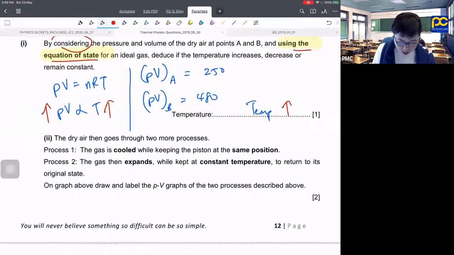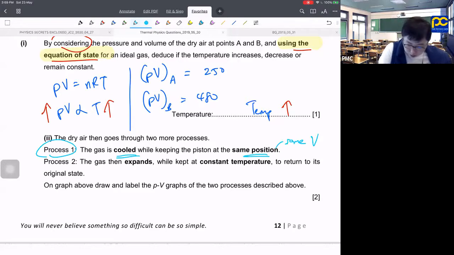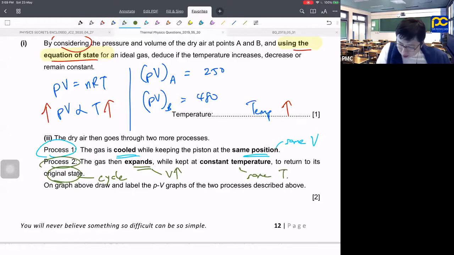Now let's go over to the next part, and I want your help to draw the graph, to complete the graph. Use a different color. This one is being cooled, and is at the same position, same volume. Help me draw. It's a cycle. You return back to the same point. Complete the two paths to form the cycle. Expand, volume increases. Temperature the same.